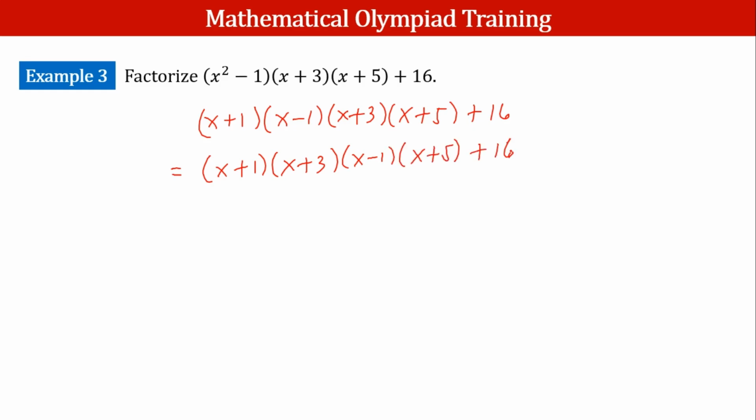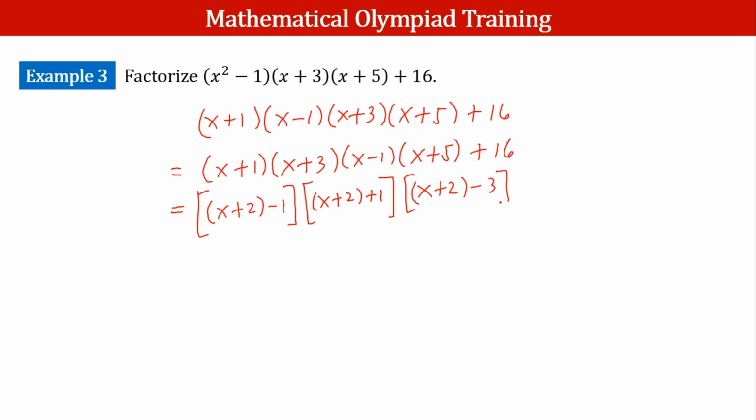So why did I do this? Notice that I can write x plus 1 into x plus 2 minus 1, and then x plus 3 can be written into x plus 2 plus 1. So now I have a difference of squares. In the same manner, I can also write x minus 1 into x plus 2 minus 3, and x plus 5 can be written into x plus 2 plus 3. Once again, we have a difference of squares.